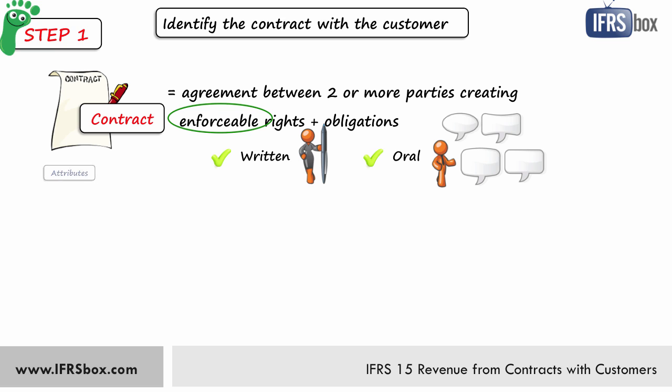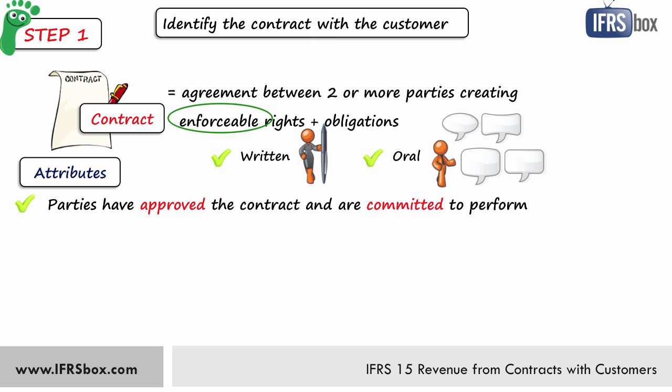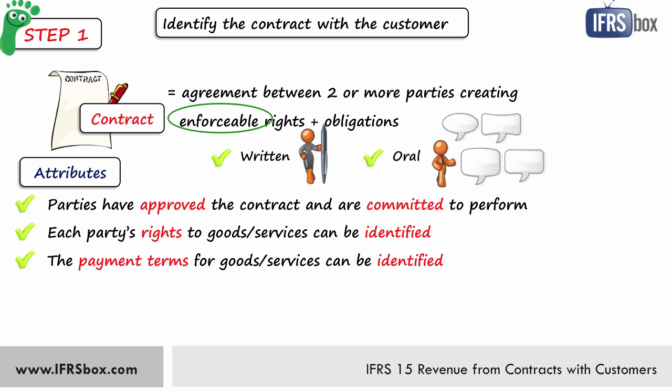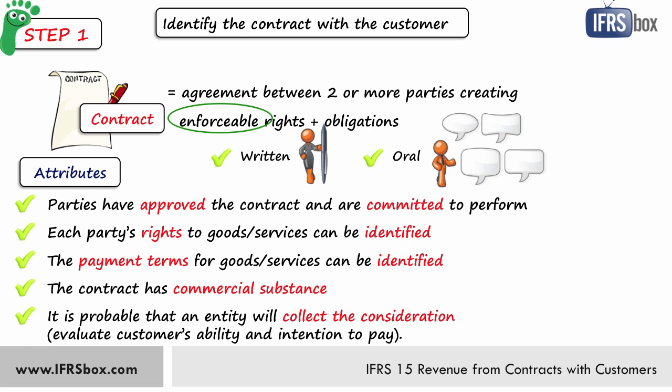Every contract must have 5 attributes that are assessed at the inception of the arrangement. Number 1, the parties have approved the contract and are committed to perform their obligations. The second attribute is that each party's rights regarding the goods or services to be transferred can be identified. The third attribute, the payment terms for the goods or services can be identified. The fourth one, the contract has a commercial substance. And the last attribute, it is probable that the entity will collect the consideration to which it will be entitled in exchange for the goods or services that will be transferred to the customer.